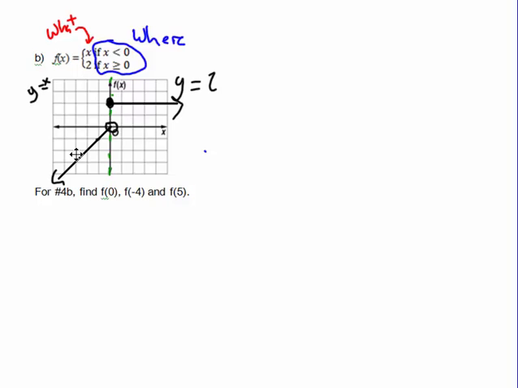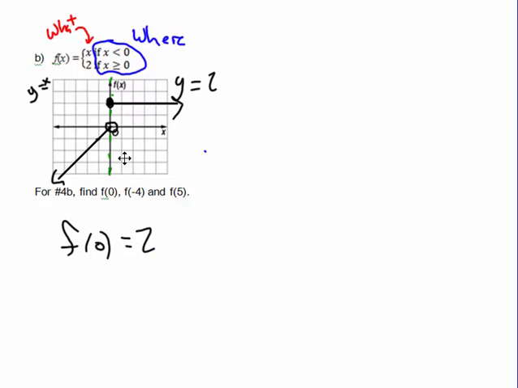Now, I want to find f of 0. Well, this is f of x. I'm replacing my x value with 0. So do I put it in the top or the bottom? Well, this one is strictly less than 0, not equal to. This one's equal to 0. So for f of 0, when x equals 0, my y value is 2.